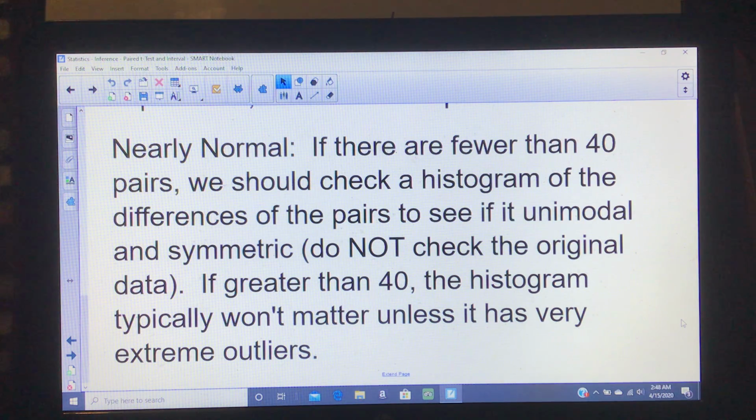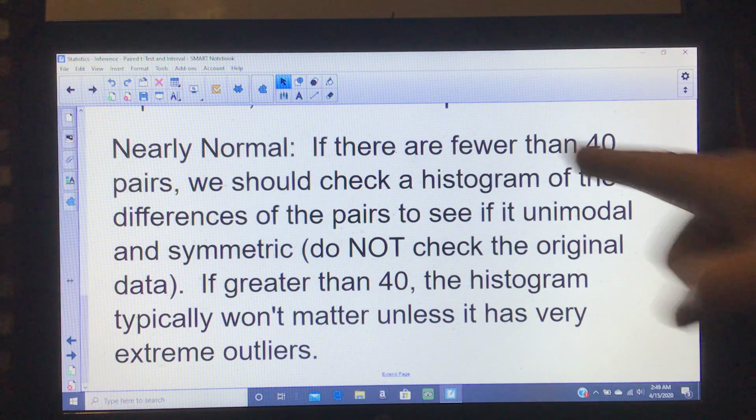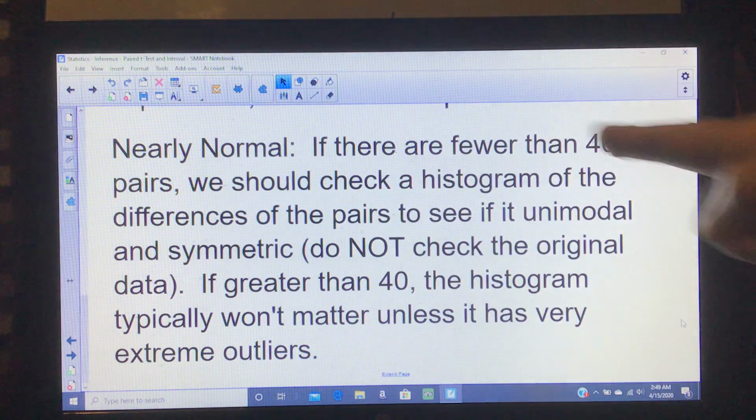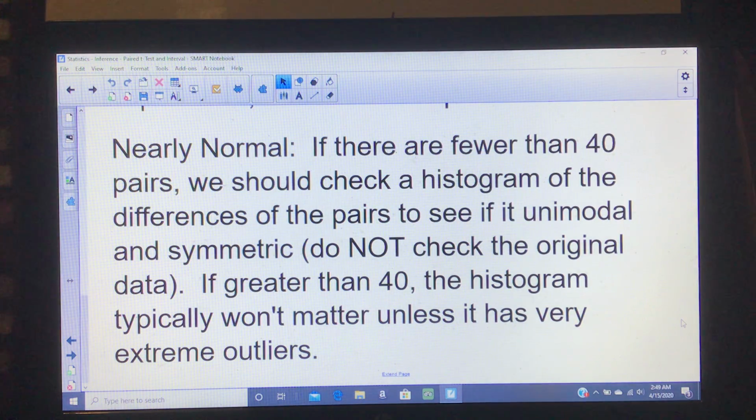Our sampling distribution will be very, very close to a t-curve or a normal curve, and we won't have to worry about things unless there's some kind of extreme case. The thing that we usually have trouble with is if there's fewer than 40 pairs. Anytime we're under 40, the central limit theorem hasn't kicked in enough to overcome really skewed data. So if it's under 40, we do need to check the original data to see if it's unimodal and symmetric.